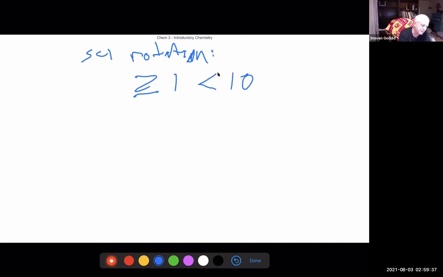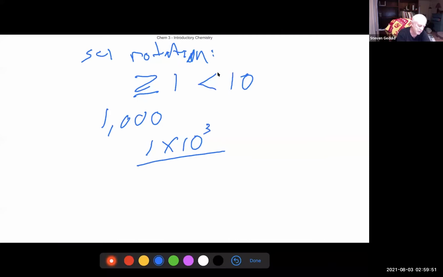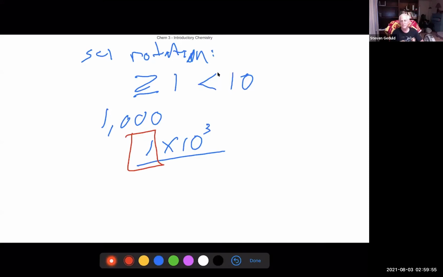Say you've got the number 1,000. It's going to come out as 1 times 10 to the third. This number here will always be between 1 and 10. You'll never have a decimal there, you never have any digits over that. And then the exponent expresses what power. That's how scientific notation works.